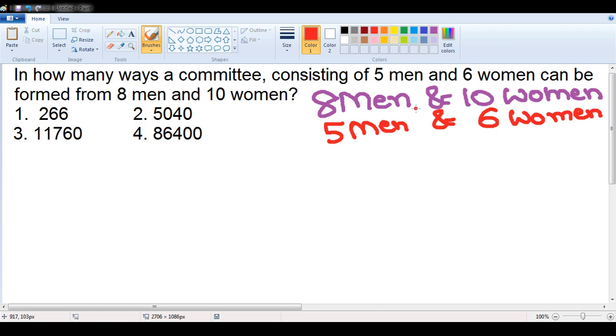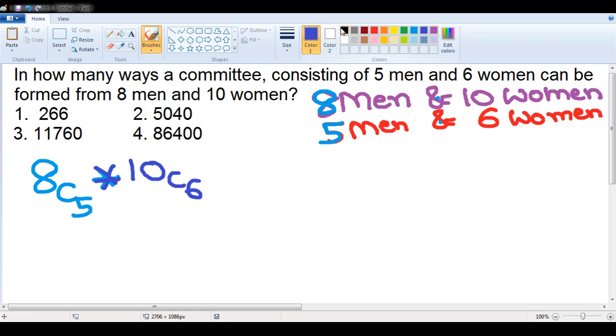Very, very straightforward question again. Can I write it as: out of 8 men, select any 5 men for the committee, and, which is nothing but multiplication, out of 10 women, select any 6 women for the committee. This should be the answer. But I need to simplify this to get the final answer.